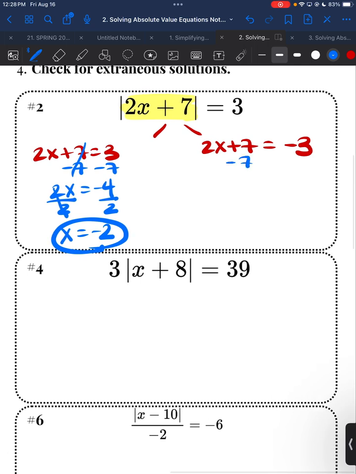On this one, 2x is equal to negative 10. Divide by 2. The answer is negative 5.